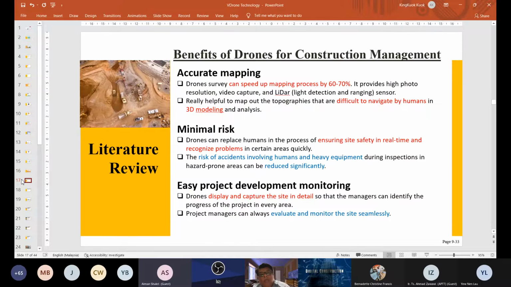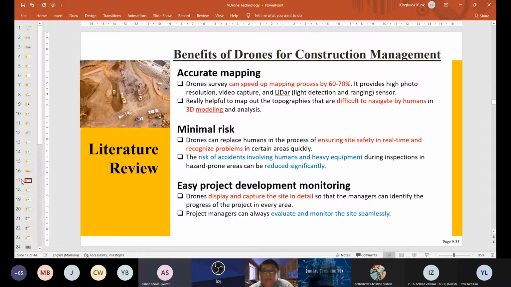When we speak of drones in construction management, the first thing is we can use it to produce accurate mapping. The process is very fast, and it can speed up the mapping process by up to 60 to 70%. The accuracy, of course, depends on the quality of the LiDAR systems that we are using. As far as I understand, the most accurate that we can have, correct me if I'm wrong, is about 10 cm at the moment. If you have a more accurate one, please inform me.